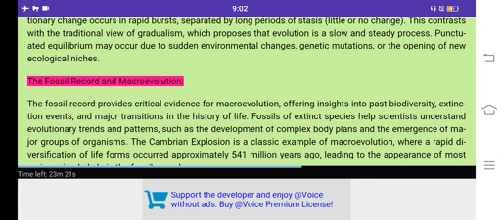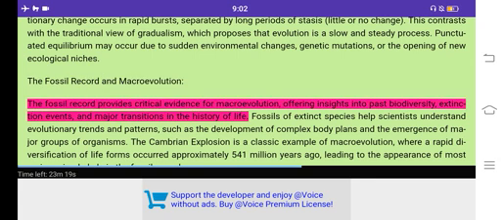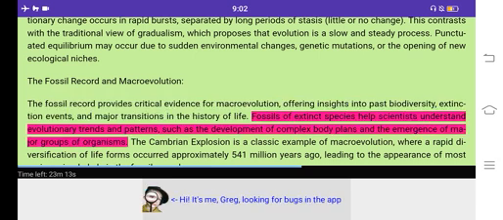The fossil record and macroevolution. The fossil record provides critical evidence for macroevolution, offering insights into past biodiversity, extinction events, and major transitions in the history of life. Fossils of extinct species help scientists understand evolutionary trends and patterns, such as the development of complex body plans and the emergence of major groups of organisms.